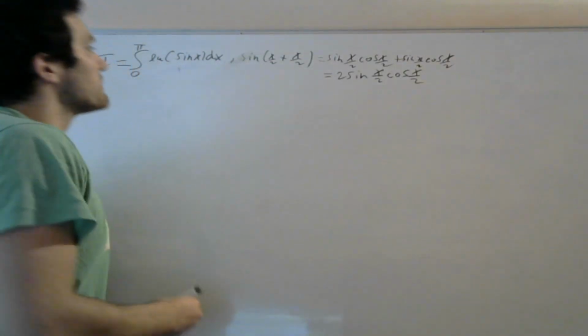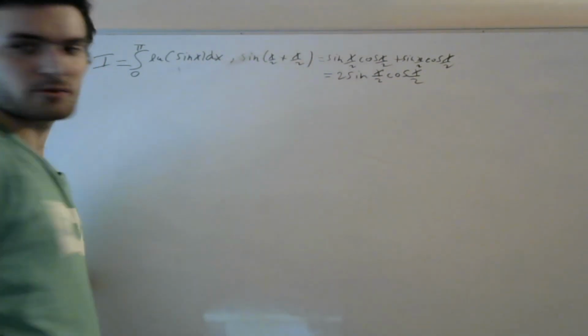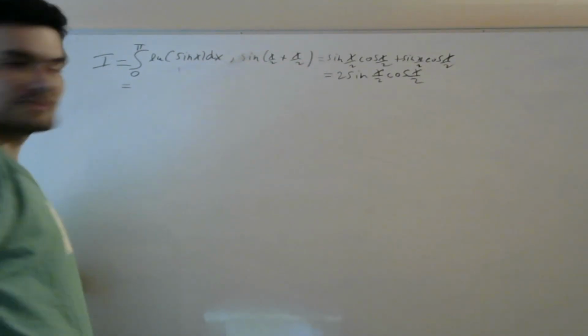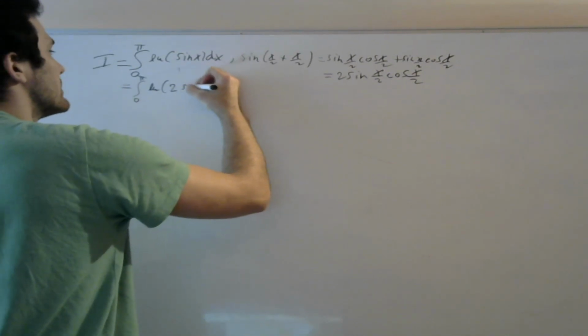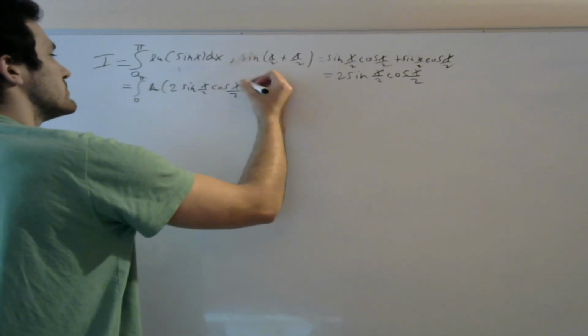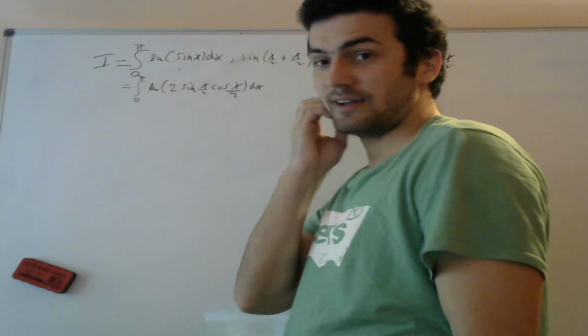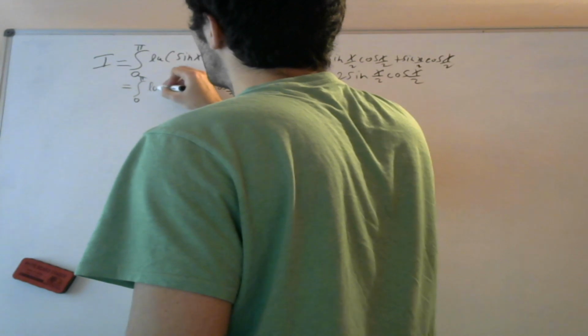Alright, so what will we do with this? We will replace sine of x with this formula. So what do we get? We get the integral from 0 to pi of ln of 2 sine x over 2 cosine of x over 2 dx. Alright, what will we do right now? We will split this up into 3 integrals and hope for the best. I mean, it can go wrong with splitting up the integrals of ln.